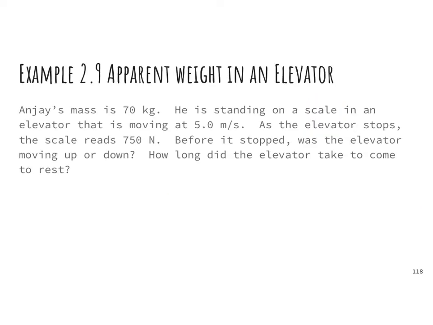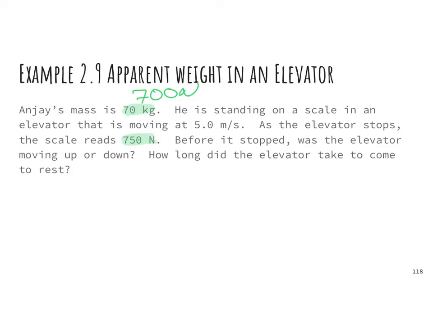Okay, so we're going to do another example problem. Somebody is standing on an elevator that's moving at 5 meters per second. So we know it's moving. Anjay's mass is 70 kilograms, so we know his regular weight is 700 newtons. We just add that 0. But as the elevator stops, the scale reads 750 newtons. That means he feels heavier than he normally does.